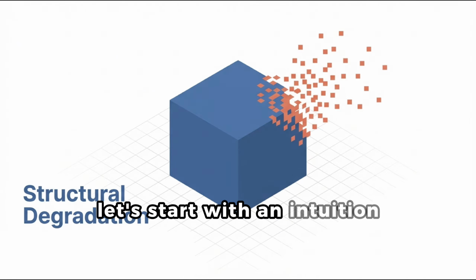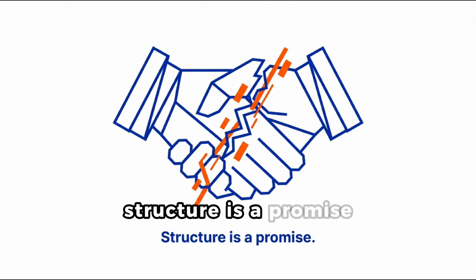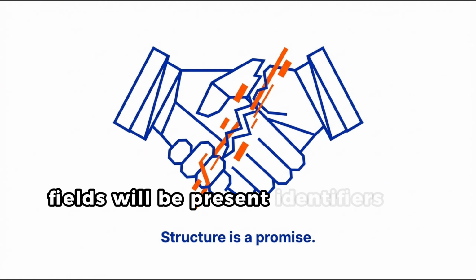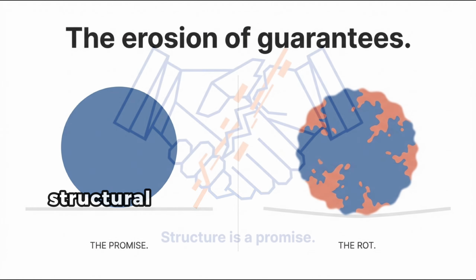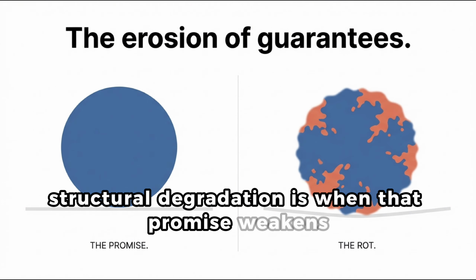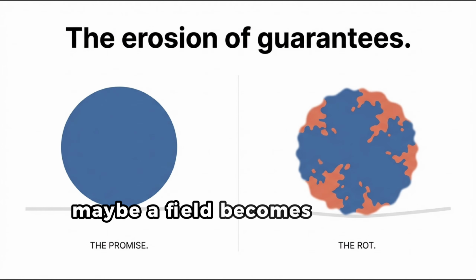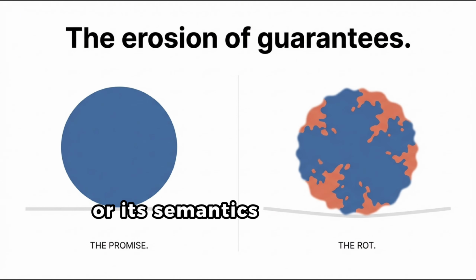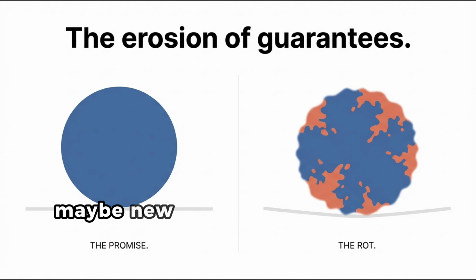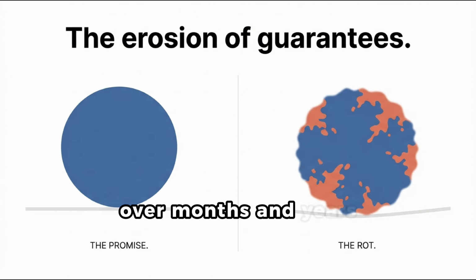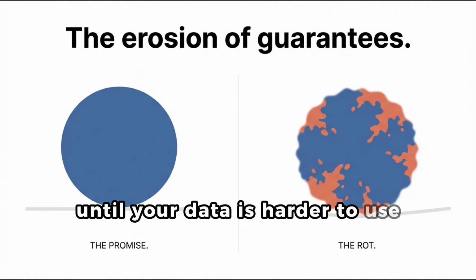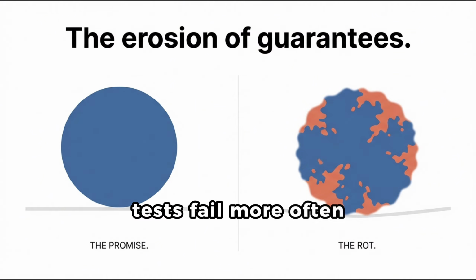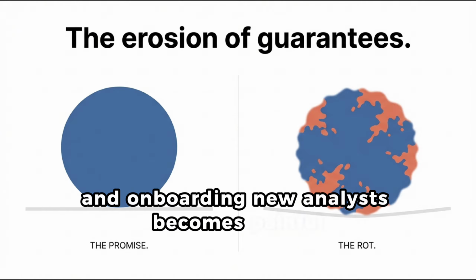Let's start with an intuition. Structure is a promise. Fields will be present, identifiers will be stable, types will mean what they say. Structural degradation is when that promise weakens. Maybe a field becomes optional, or its semantics subtly shift. Maybe new optional fields creep in, and nobody documents them. Over months and years, those small changes add up until your data is harder to use. Tests fail more often, and onboarding new analysts becomes painful.